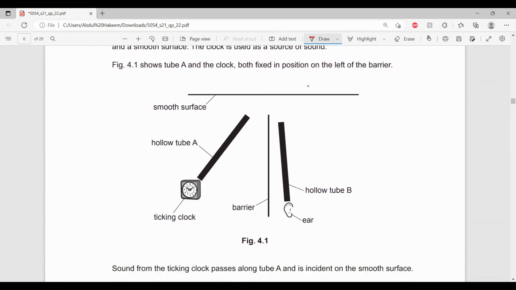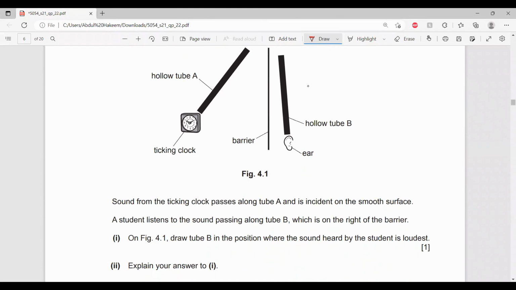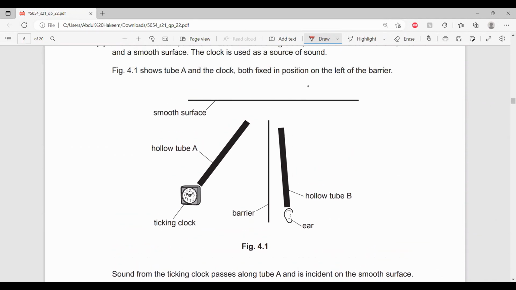The figure shows tube A and a clock, both fixed in position on the left of the barrier. Sound from the ticking clock passes along tube A and onto the smooth surface. A student listens to the sound passing along tube B, which is on the right of the barrier. Draw tube B in the position where the sound heard by the student is loud, okay?